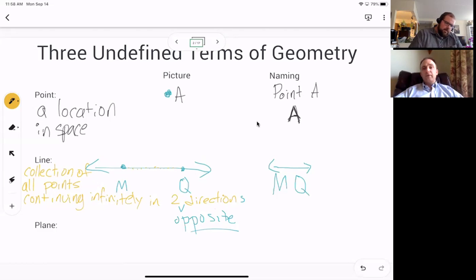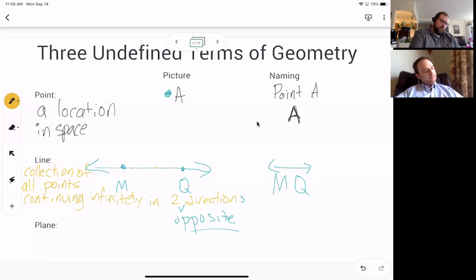All right. And then we have our new thing, or at least maybe new thing, which is talking about a plane. Before we jump to that, I did write MQ with a line above it, and that is how we will be naming that thing. If we're talking about line MQ, you write down MQ, but don't forget the line above it. The line above it with the arrows tells us that this is a line MQ instead of some other type of geometrical figure.